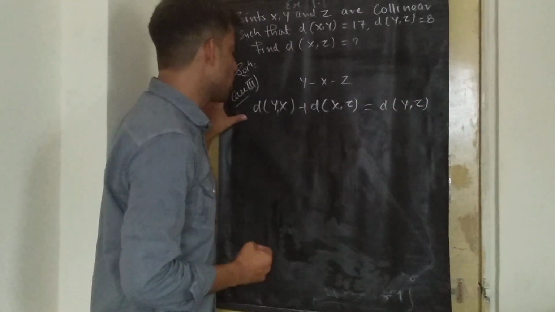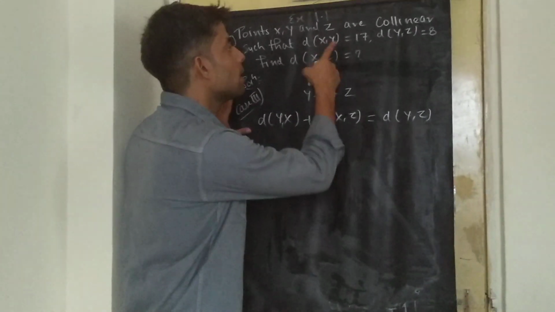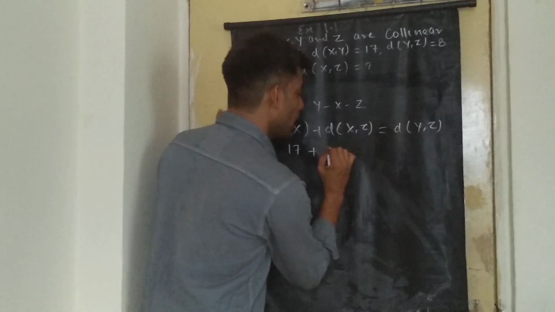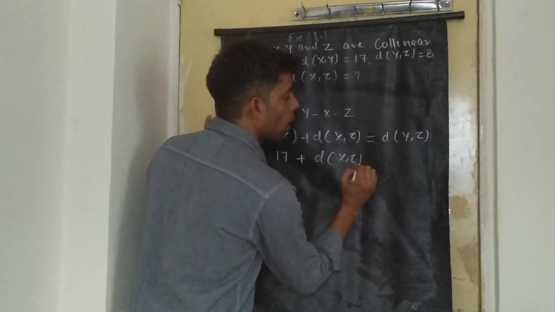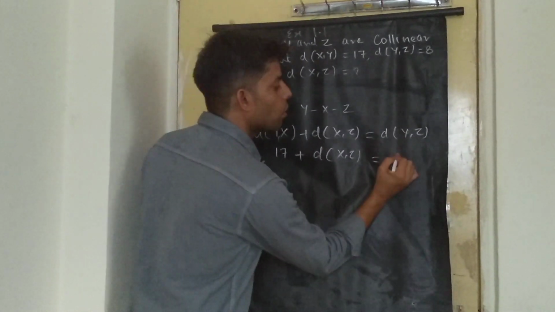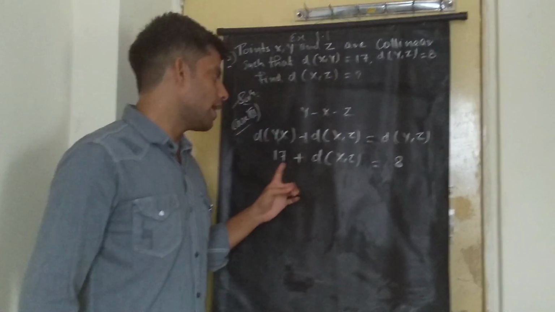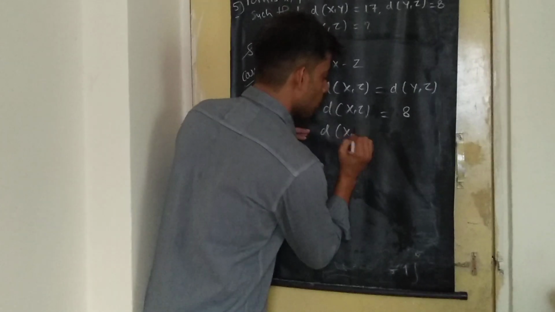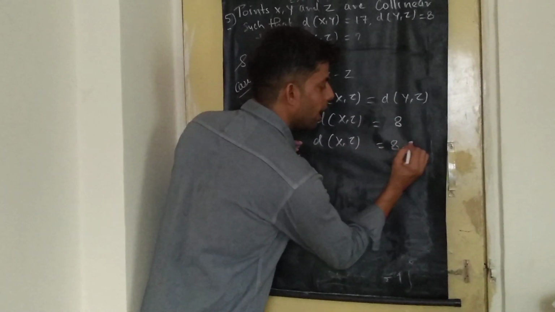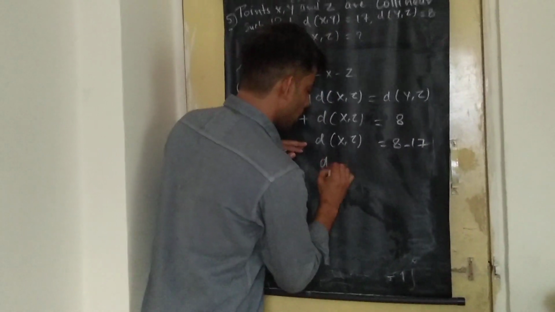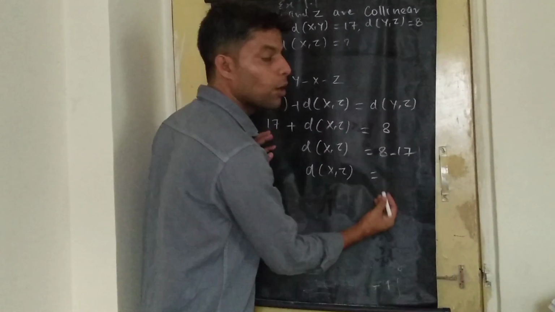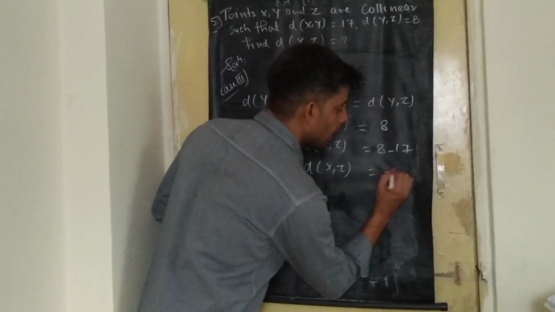Let's simply substitute the values. Distance of yx, that is xy, is 17. Distance of xz we don't know, and distance of yz is what students? 8. So 17 is plus, on the right side it will get subtracted. So distance of xz will be 8 minus 17, plus minus minus sign of greater number. So we'll get here minus 9.